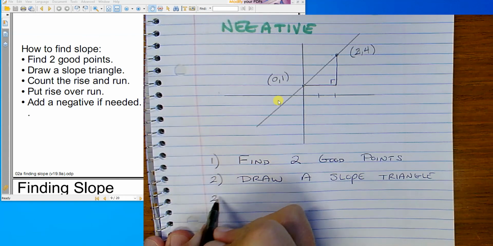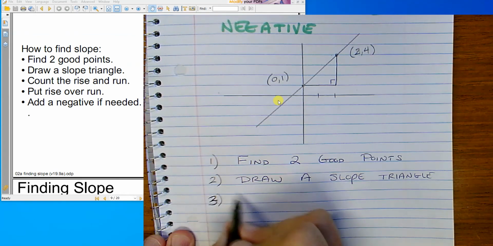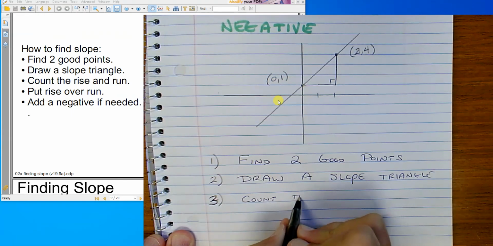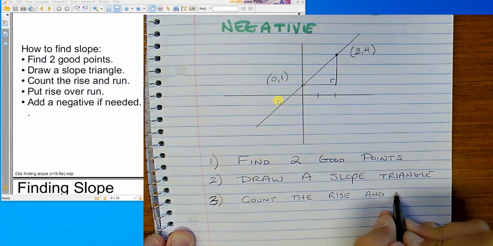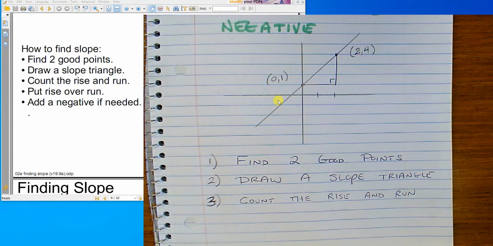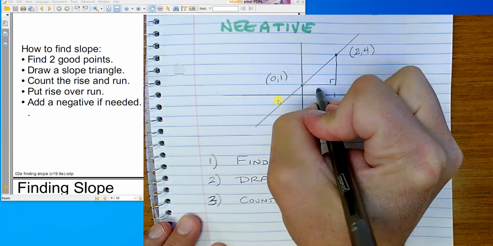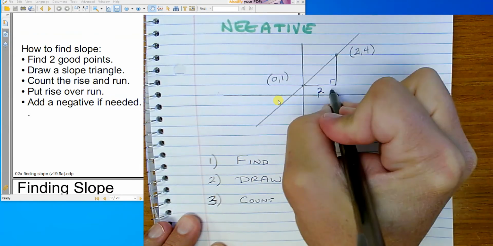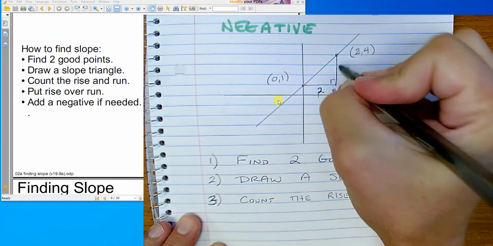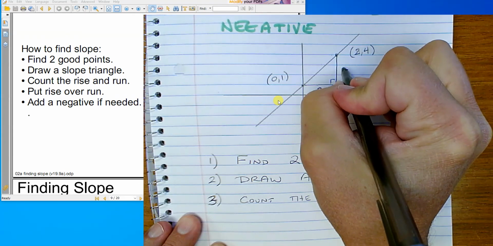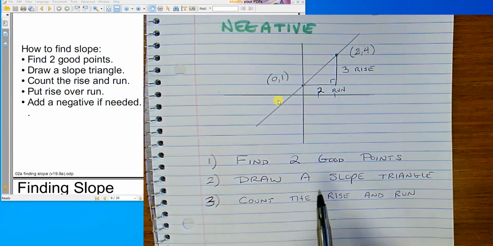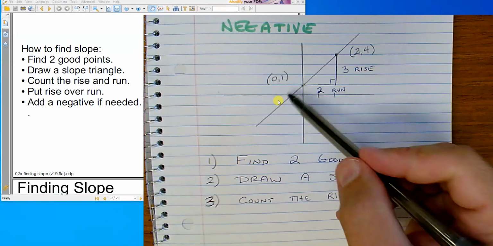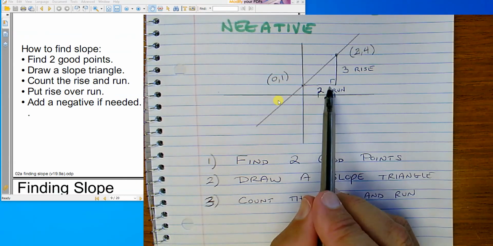Step 3: I'm going to count the rise and the run. I also did this with the Pythagorean theorem. I counted 1, 2. That's my run. And I count 1, 2, 3. This is my rise. When I was doing Pythagorean theorem, I would use those 2 numbers to find the hypotenuse. But today, I just have to count the run and count the rise.